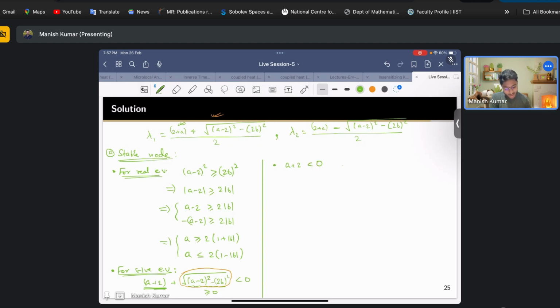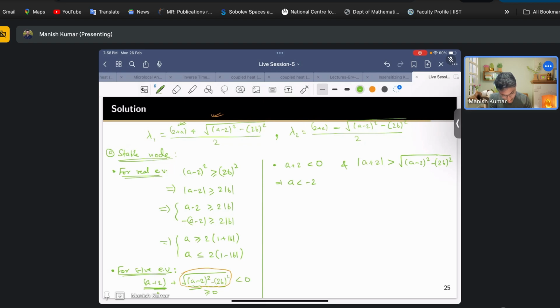And the second thing is that the magnitude of this one should be much higher than this one, so that this will dominate. That means the mod of a plus 2 should be greater than this thing, because this is positive, so we don't need to worry about the sign. So this modulus should be greater than this quantity, correct? If we have this property, then obviously this is negative. Okay, so this would mean simply that a should be less than minus 2. That is an obvious thing.